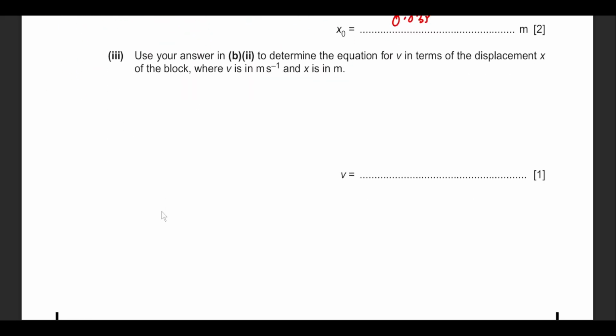Part 3. Use your answer in B2 to determine the equation for V in terms of the displacement x of the block, where V is in meters per second and x is in meters. No problem at all. In this case, we are just going to give them the expression, which was V equals plus minus 16 with the under root as x naught square minus x squared. Now we're just going to replace the values here. So this is going to be plus minus 16 under root, 0.035, a good idea to put brackets, a whole square, minus x squared.